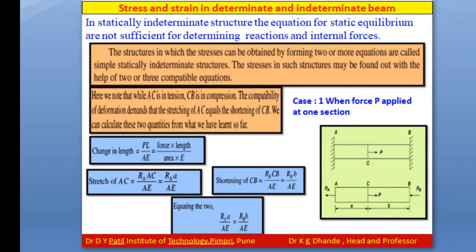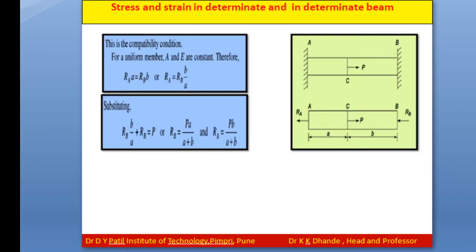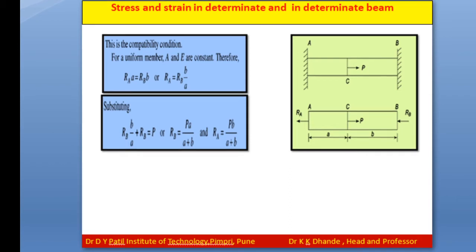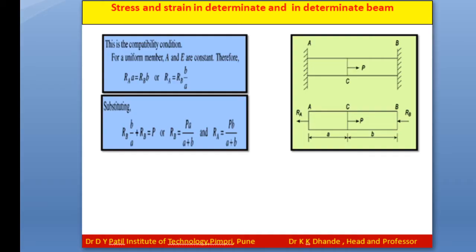Equating the equations 1 and 2. So the area of cross section for that beam remains the same. Modulus of elasticity is also the same. So here we may say R1A is equal to R1B. So R1 is equal to RB into B upon A. So we may get the reaction in terms of RB here.